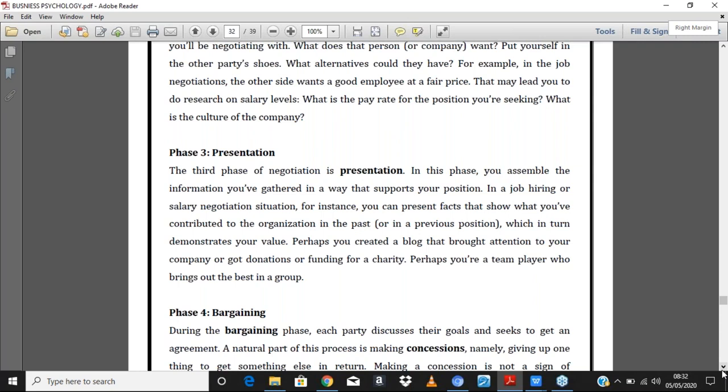Okay, so in this phase, you assemble the information you have gathered in a way that supports your position. In a job hiring or salary negotiation situation, for instance, you can present facts to show what you have contributed to the organization in the past. You say, I've done this, I've brought this innovation, I've done that, and so I deserve more. You have to present facts. You cannot just come and say, do this for me. No, it has to be based on fact and information that the people you're negotiating with, or your boss or your leader or the team, can understand and see evidence of why you deserve whatever it is that you're asking for.